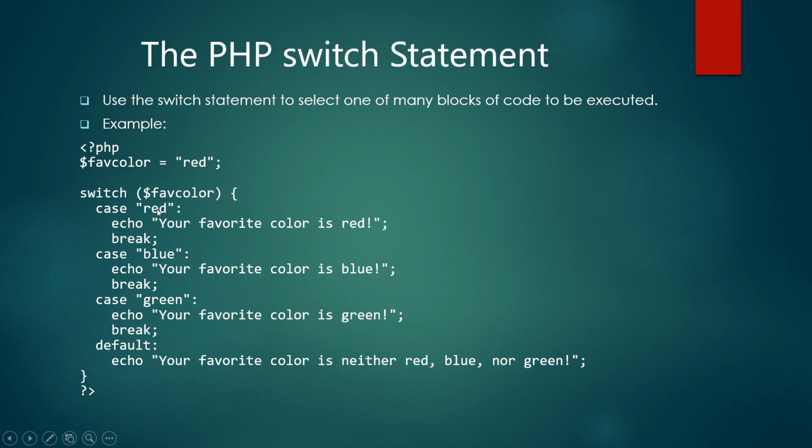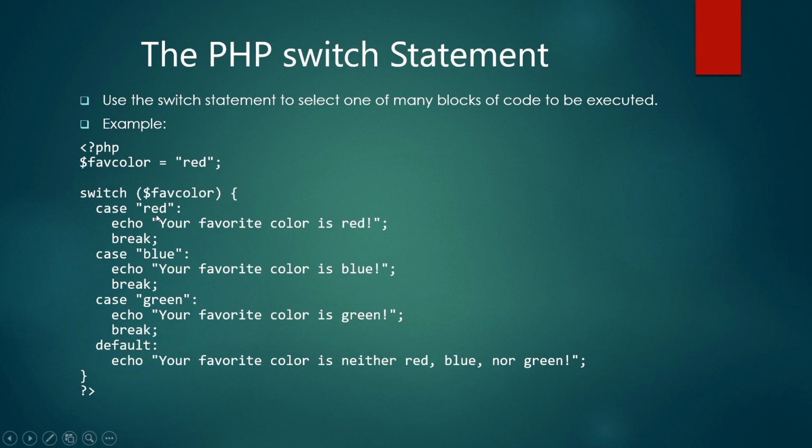Case is also a keyword. If the color is red, then this code is to be executed. If the color is blue, then this code will be executed. If the color is green, this code will be executed. And if none of the above cases match, then this default will be executed. In this case I have assigned red to this variable, so obviously this first case will be executed, case red.